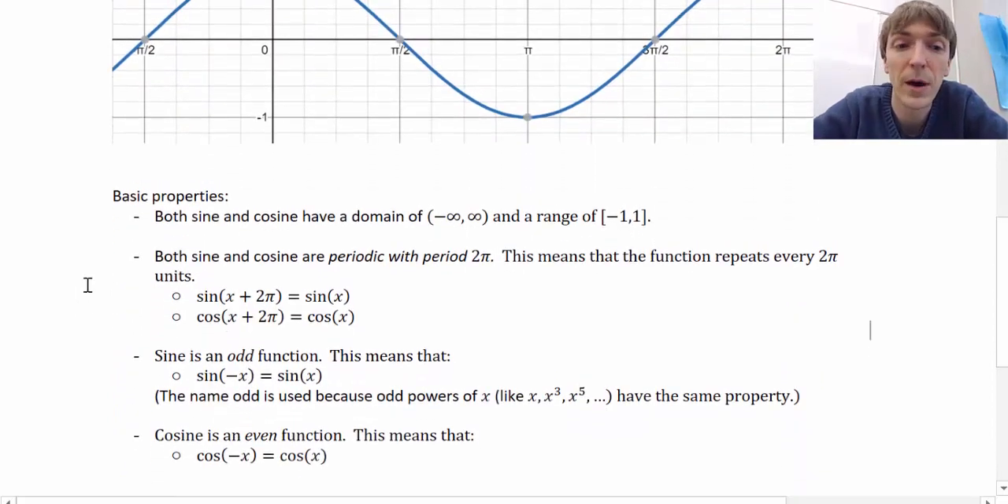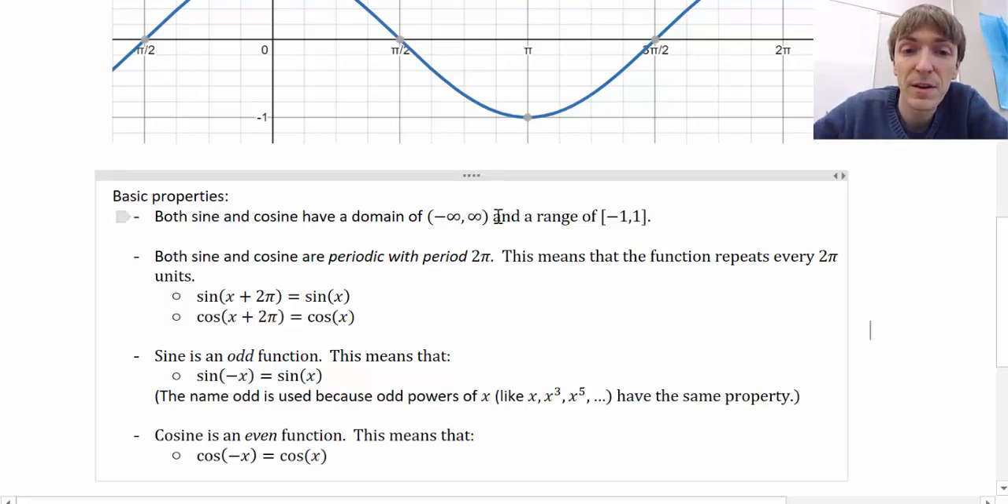First thing we can talk about is domain and range. We've talked about these things for all the functions that we've looked at before. Both sine and cosine, I can plug in anything I want, right? Any angle corresponds to some point on the unit circle, and that point will always have an x coordinate and a y coordinate. So the domain is everything, in other words, minus infinity to infinity. The range, however, because we're stuck on that unit circle, is minus 1 to 1 inclusive, which means minus 1 to 1 with closed brackets.